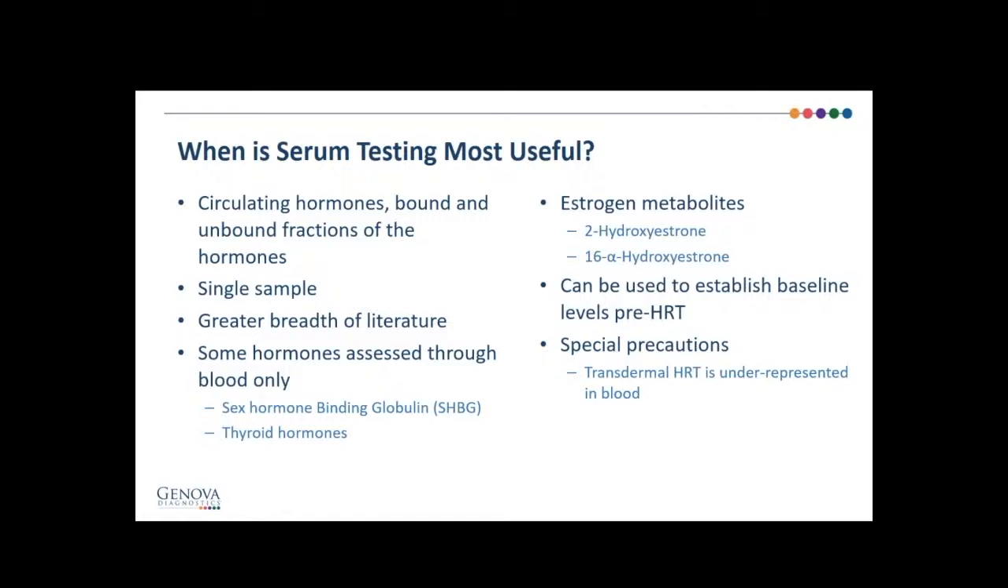Now, it can be used to establish a baseline level before beginning hormone therapy. So many doctors will look at blood levels, serum levels, and get a number. And you can return and compare from test to test and see increments of change. And those changes would likely be accurate from one test to another. Although, again, most people utilize it for a baseline pre-hormone replacement therapy. There are precautions. Transdermal hormone replacement therapy, as I said, is underrepresented in blood. So you tend to see lower levels.